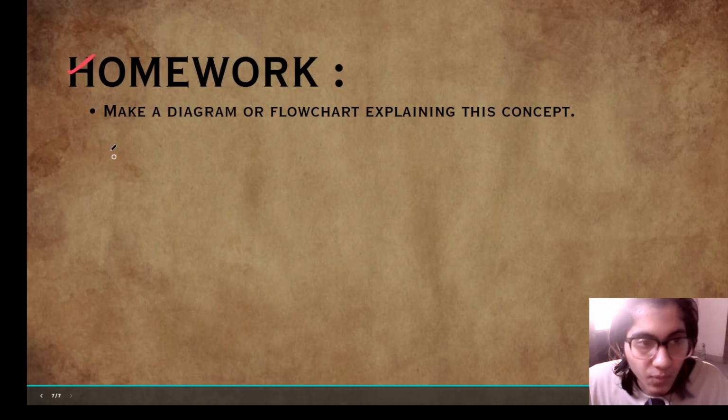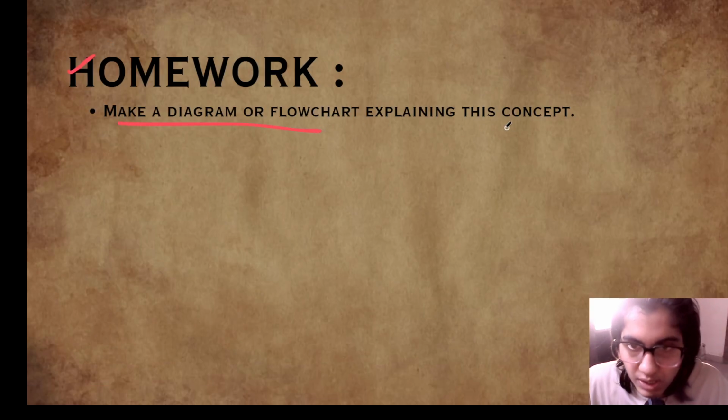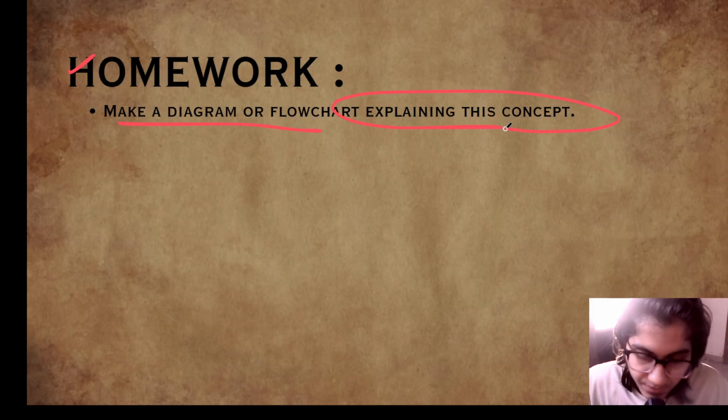So today's homework is to make a diagram or flowchart explaining this concept.